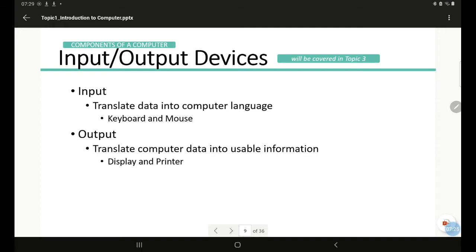And then the next one is input output device. This component will be covered in topic 3. So input is any device that helps to translate data into computer language. For example, the common input devices are keyboard and mouse. So we have so many other types of input device besides these two.